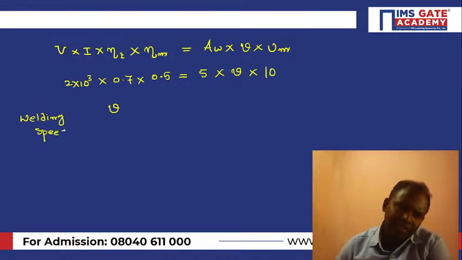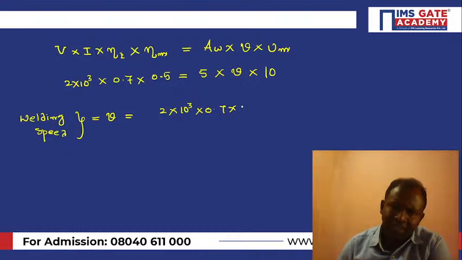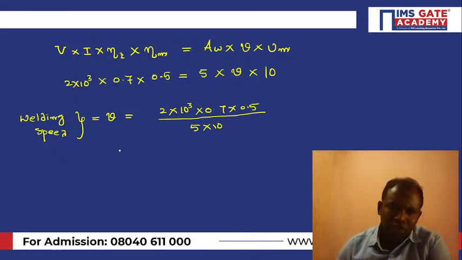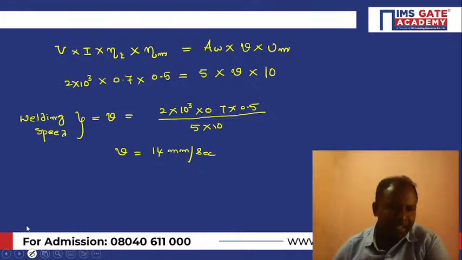Welding speed V is equal to 2 into 10 cube into 0.7 into 0.5 divided by 5 into 10. So if you solve that, you are going to get 14 per second. All right, guys. Clear? Sorry, 14 per minute will come. 14 per minute.